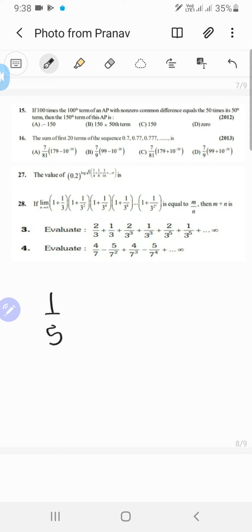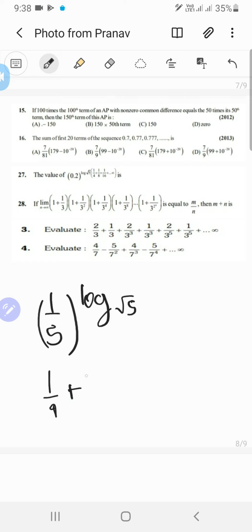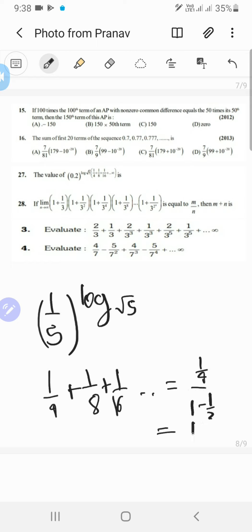So 7th 1 by 5 raised to log base root 5 of this thing is supposed to be, well, what is this? 1 by 4 plus 1 by 8 plus 1 by 16, and so on. It's supposed to be equal to 1 by 4 upon 1 minus 1 by 2, which is 1 by 2 itself. So okay, that's cool.